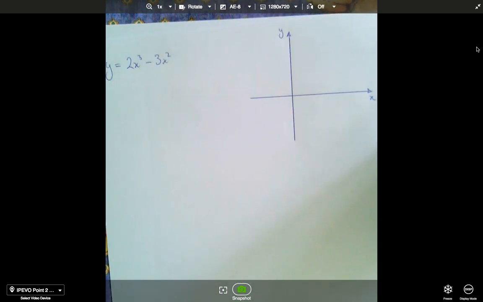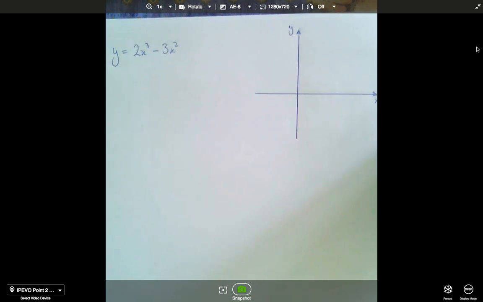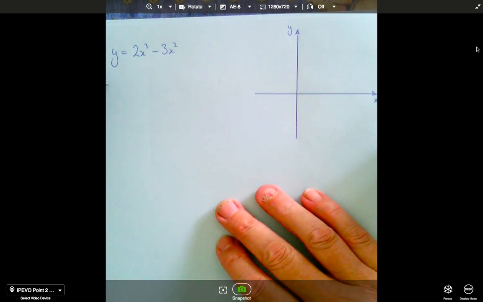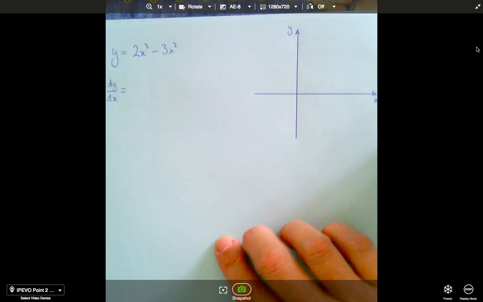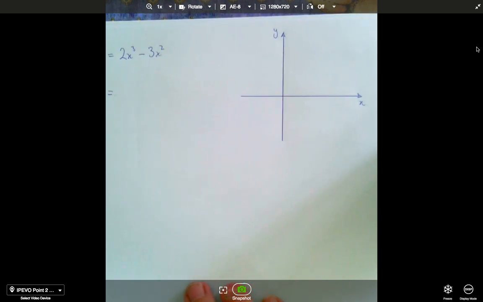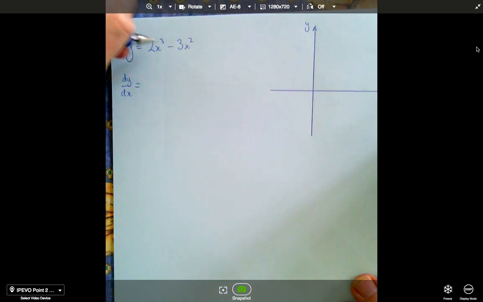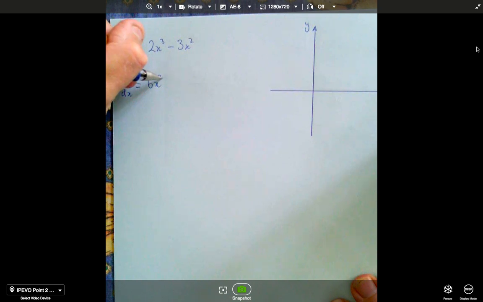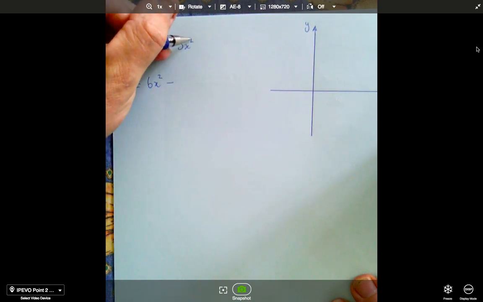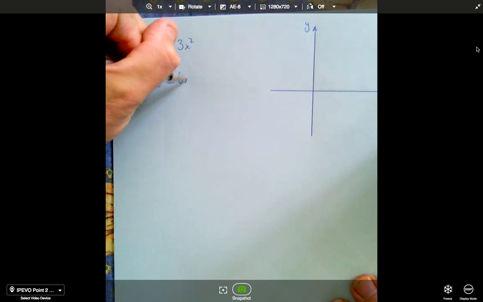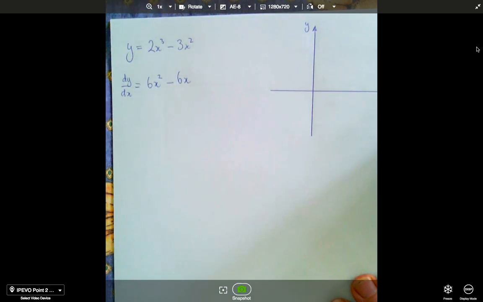So let's start with this curve. We want to graph y equals 2x cubed minus 3x squared. So the first thing we're going to do is find the first derivative, dy/dx. And there was a reason why I said we're going to find the first derivative, because that's exactly what we're going to do. So 3 times 2 is 6x, 1 less than 3 is 2, minus 2 times 3 is 6x, and 1 less than 2 is 1. So that's the first derivative.